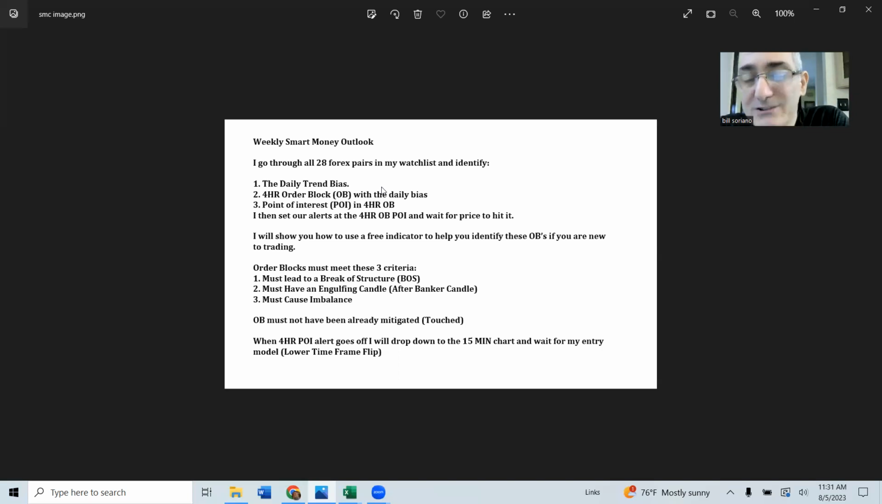The order block must not already have been mitigated or touched. Now, once that trade alert, once that point of interest inside of the 4-hour order block gets hit, we drop down to the 15-minute chart and we wait for our entry model. The only entry model is our lower time frame flip. That's what I just showed you.